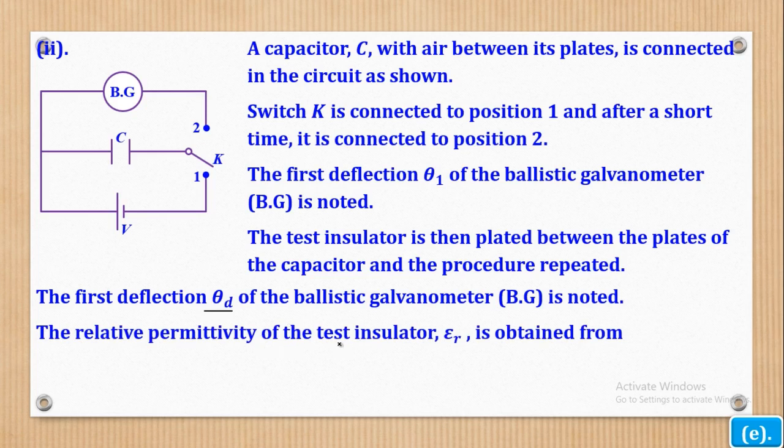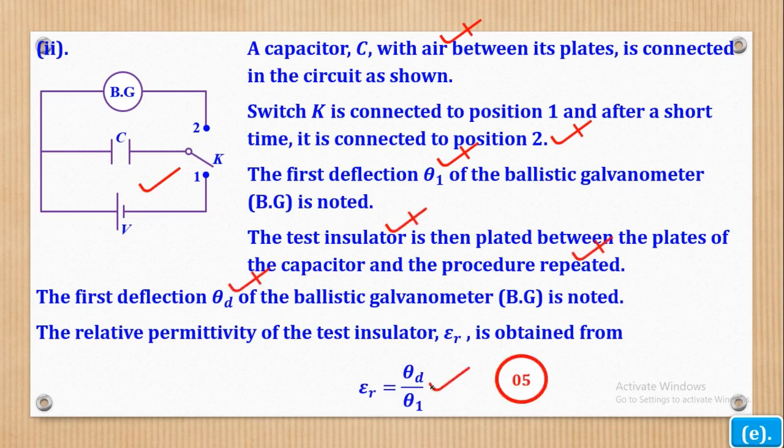Relative permittivity of the test insulator, epsilon r, is obtained from the formula epsilon r equals θd over θ1. And that is how marks would be awarded.